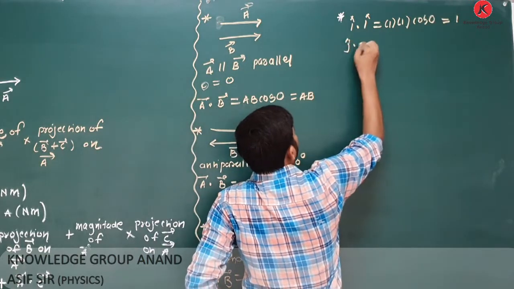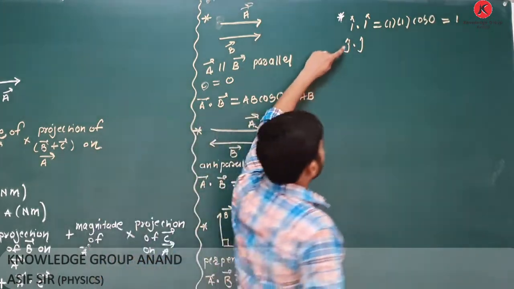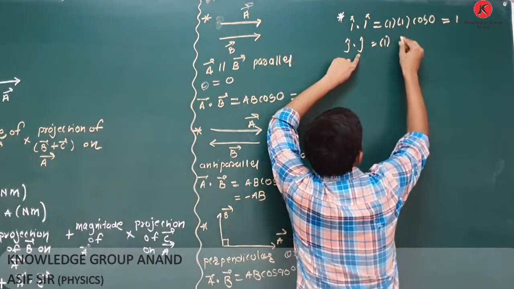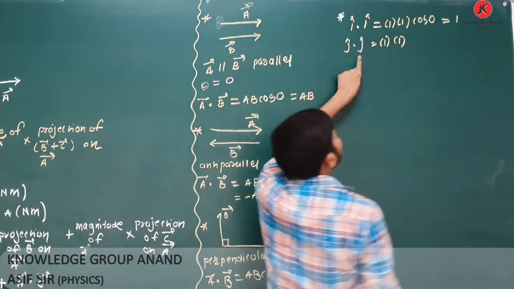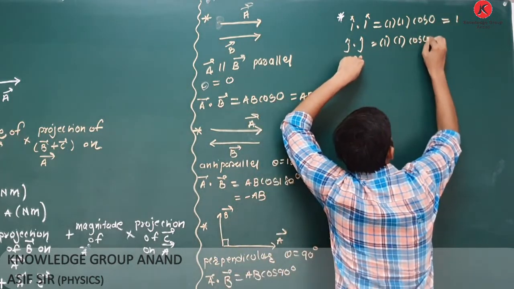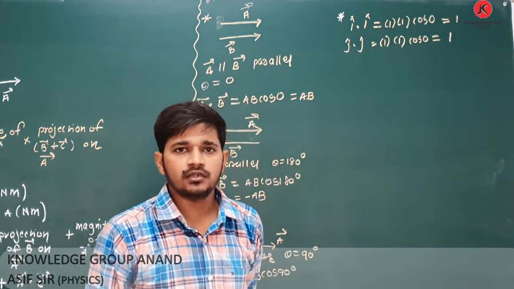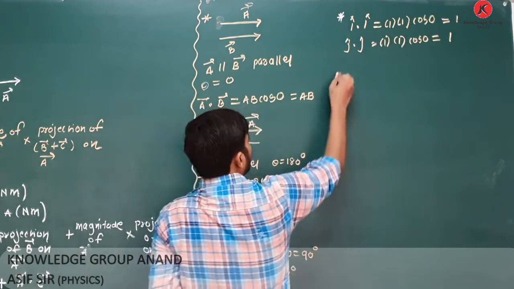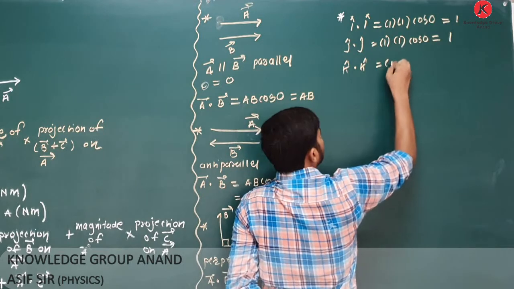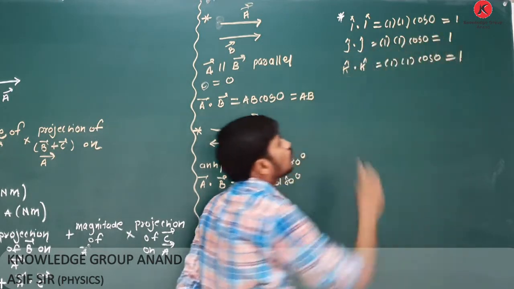Similarly, j caret dot j caret. Again we repeat: j caret is the unit vector in the direction of y, its magnitude is 1. Both j carets have magnitude 1 and are in the same direction, so the angle between them is 0 and cos 0 is equal to 1. So your answer is 1. Clear about this? Now k caret dot k caret. Again 1 times cos 0, and its answer is 1.